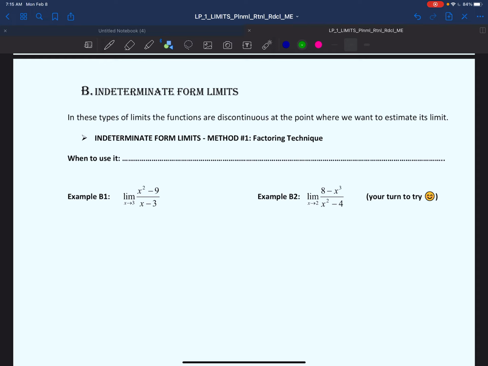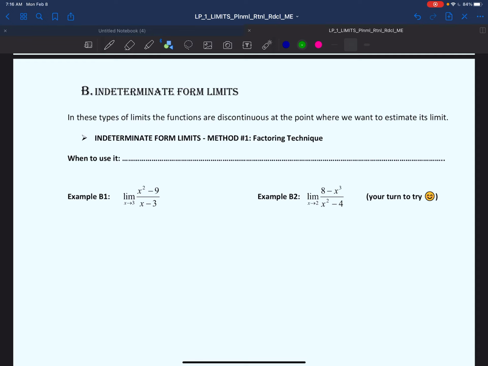So the next group of limits is what we call the indeterminate-form limits. Now, indeterminate-form limits are limits that you cannot evaluate by direct substitution. If you directly substitute the value of x in your first step, you will find out that the expression is undefined. Those types of limits come in various forms, okay? And they happen when functions are discontinuous at the point where we want to estimate the limit.